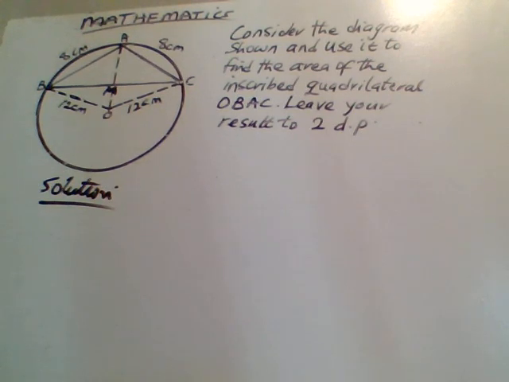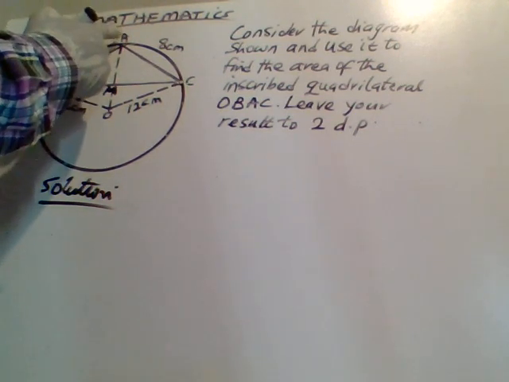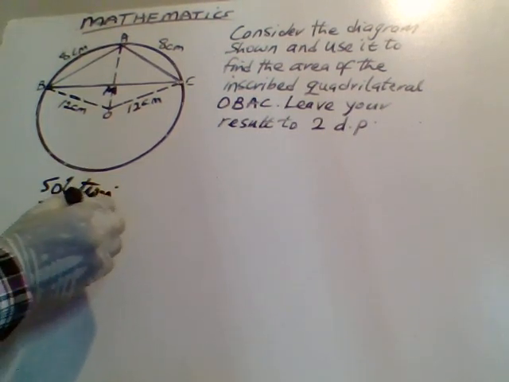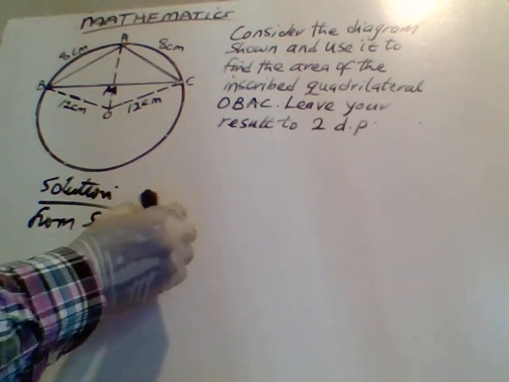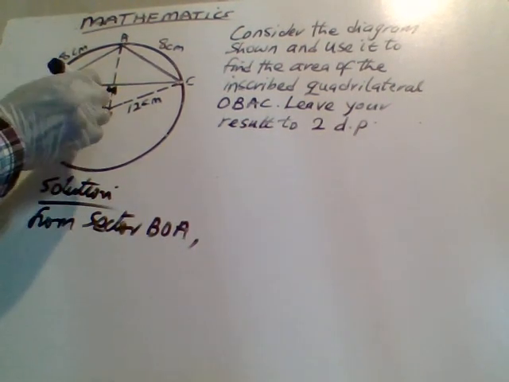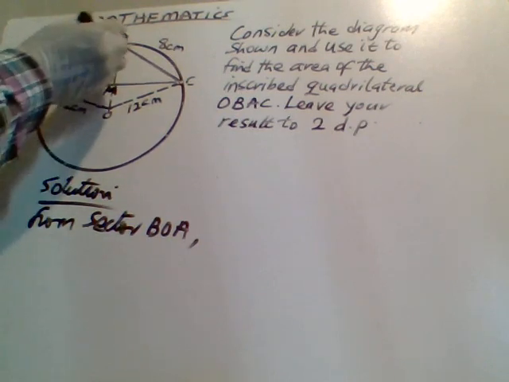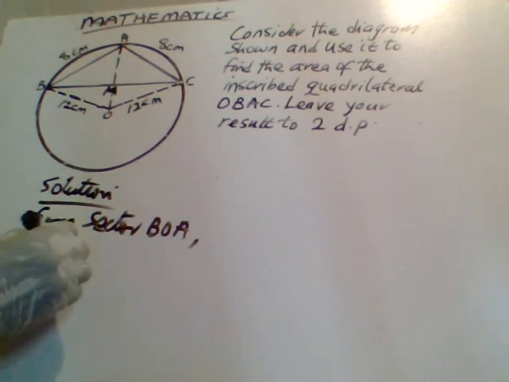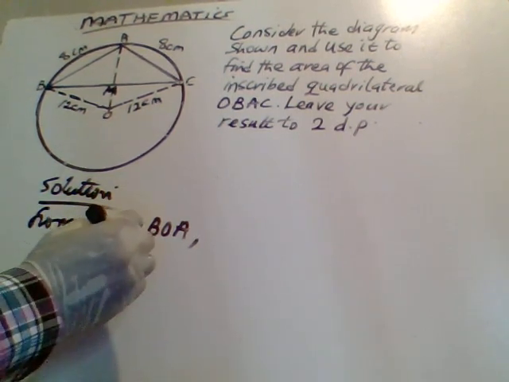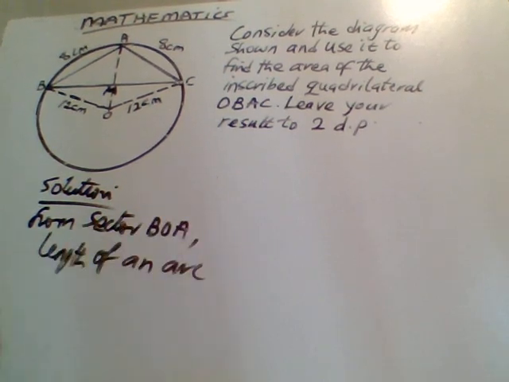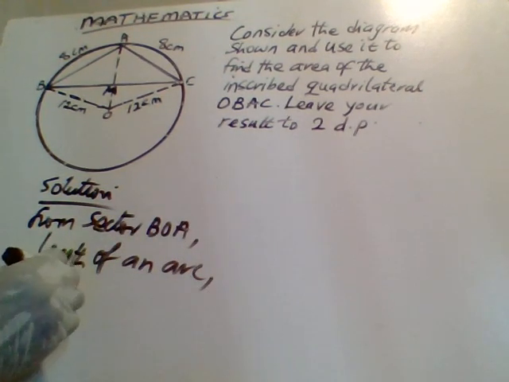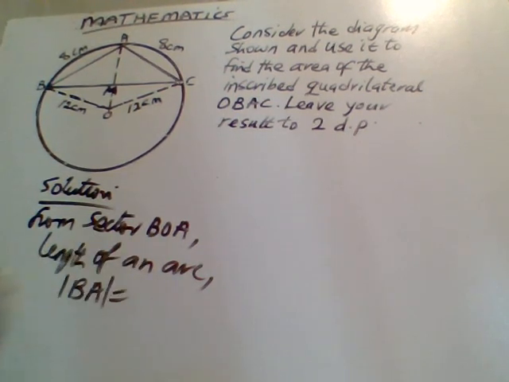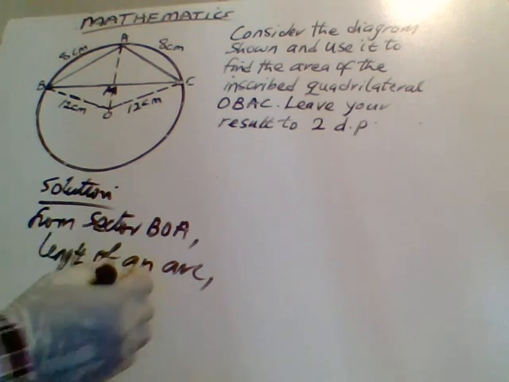So from here, we have sector BOA, including this arc. From that, we know the length of an arc, in this case BA, is given to be equal to 8.